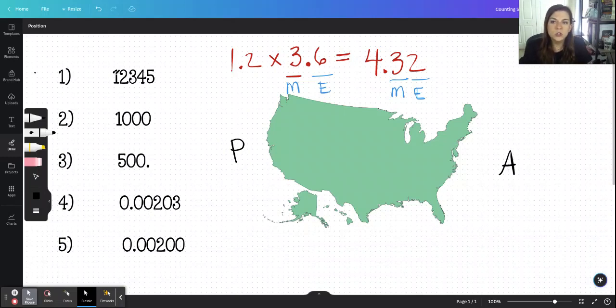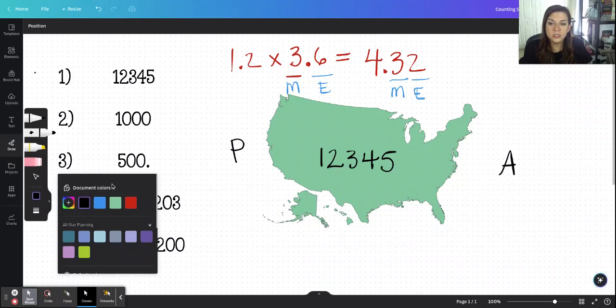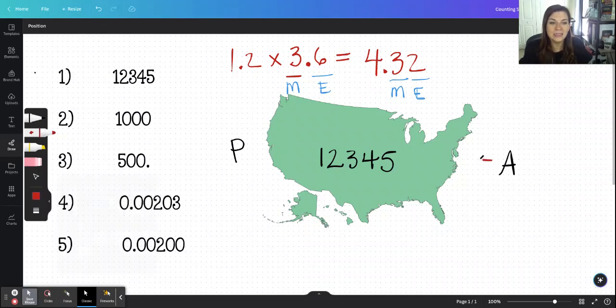In the number 12,345, we're going to pop that inside of the map of America, and because the decimal is absent, meaning it's not written, we are going to approach this number from the Atlantic side.